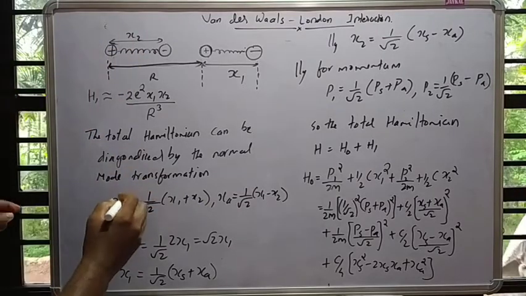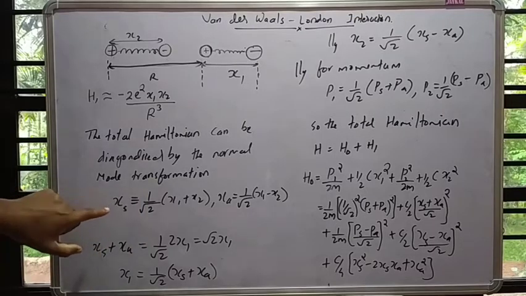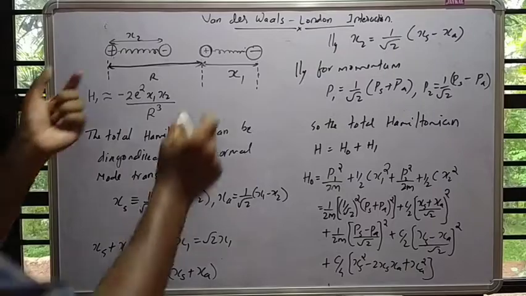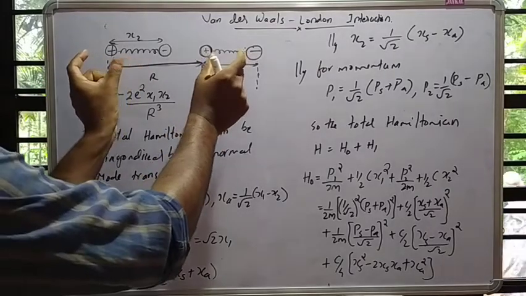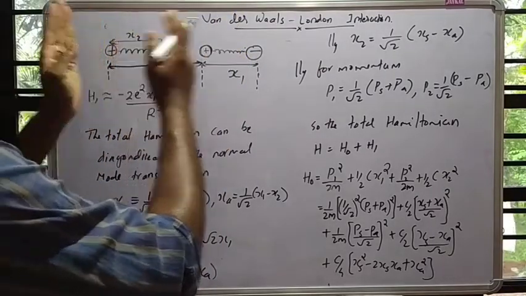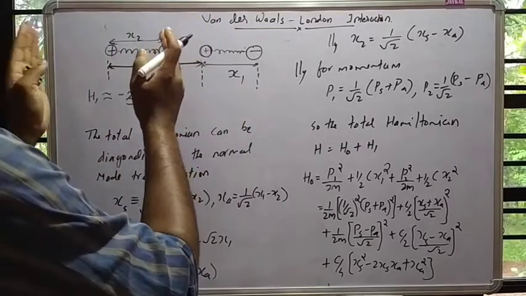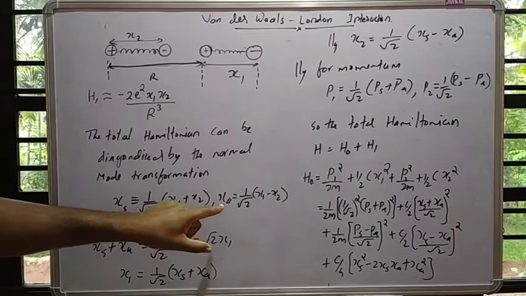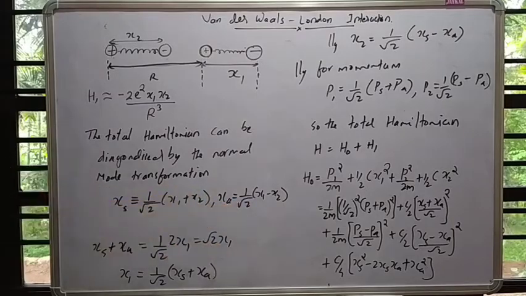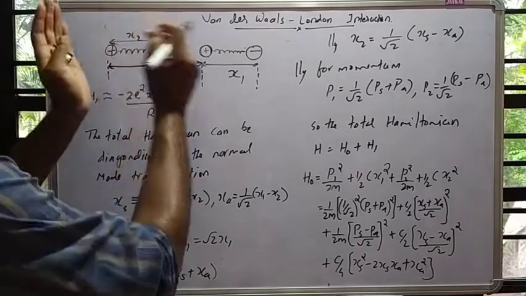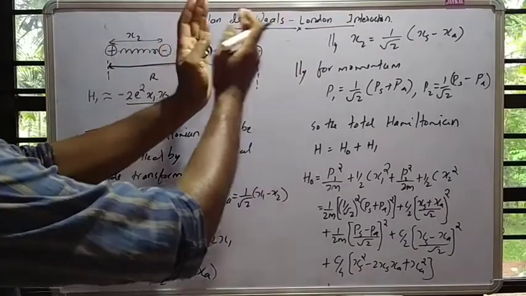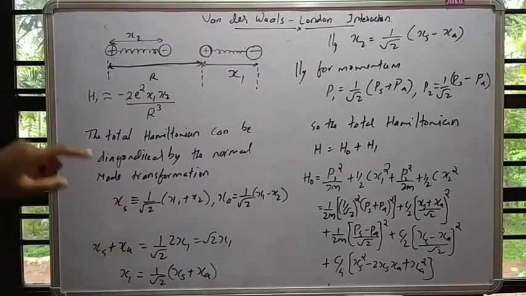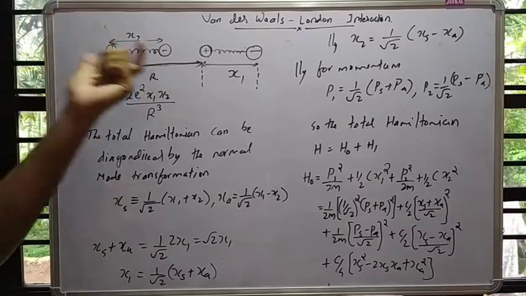This x_s represents the symmetric displacement: both oscillators will compress and expand together. And the anti-symmetric displacement x_a will represent when this compresses, this will expand. And the probability is half. In both modes the oscillators can oscillate.